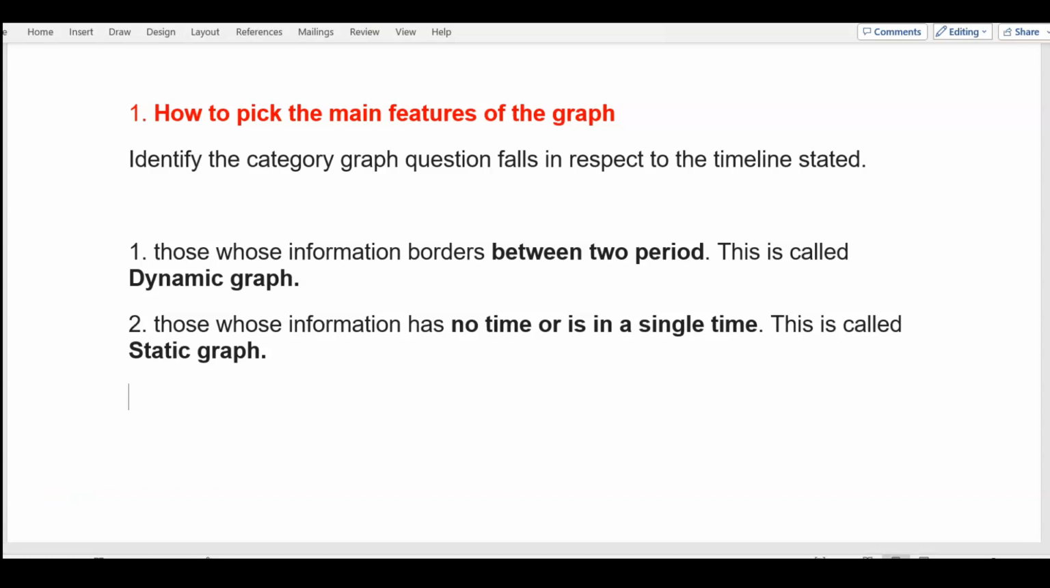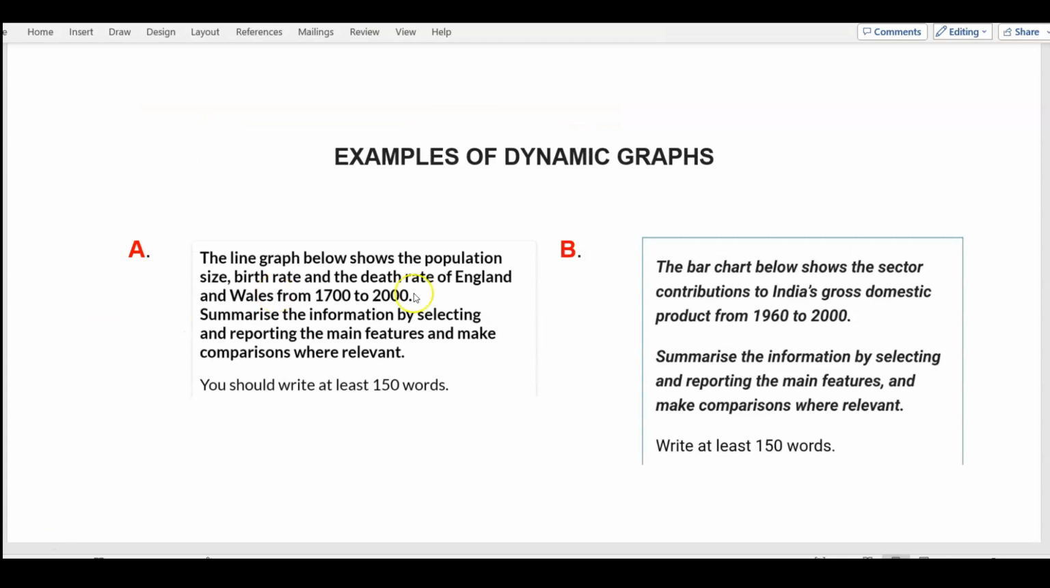So let's look at an example for both a dynamic graph and a static graph. These are examples of dynamic graphs. Let's look at the first question. It states here that the line graph below shows the population size, birth rate, and death rate of England and Wales from 1700 to 2000. You can see here that our timeline is between 1700 and 2000, which is two time periods. It's bordered between two time periods.